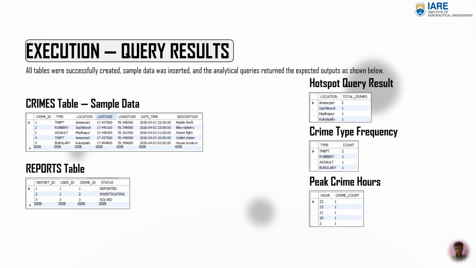Now, execution of the queries. All tables are successfully created, the sample data is inserted, and the analytical queries return the expected outputs as shown below. The crimes table, as you can see, has the sample data with inserted rows, and the reports table has inserted rows. The hotspot query result uses the data from the crimes table. The crime type frequency is extracted from the crimes and reports tables. The peak crime hours are extracted from the crimes and reports tables. Hence, this is the execution of the commands.